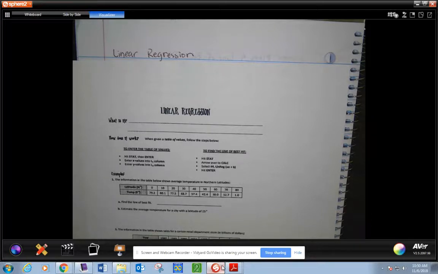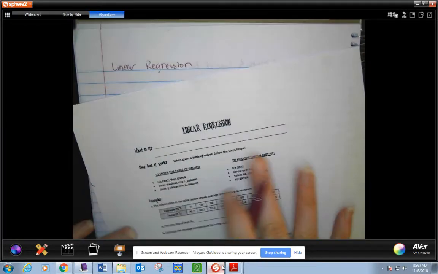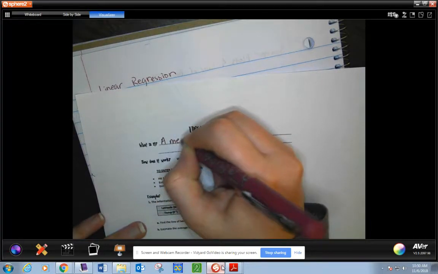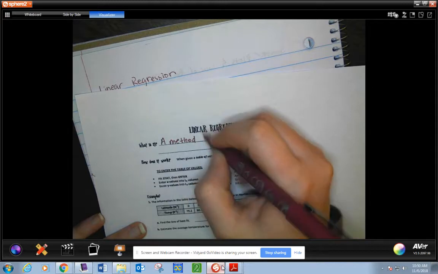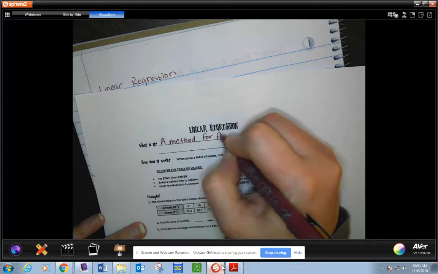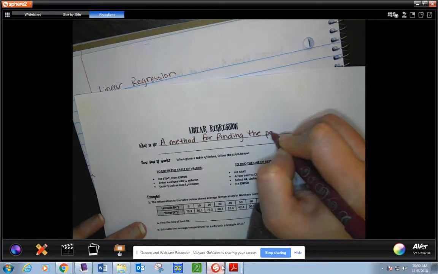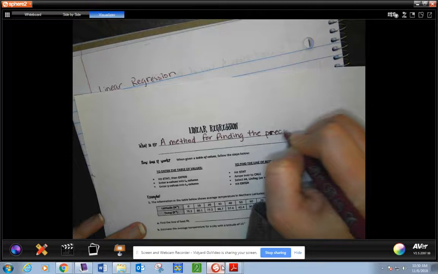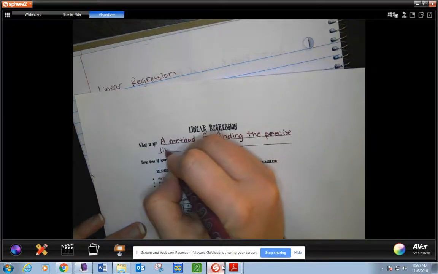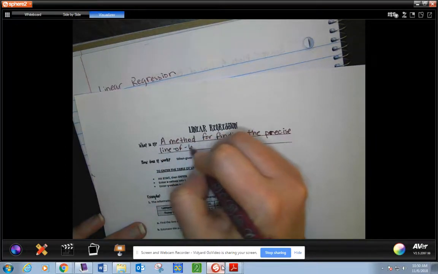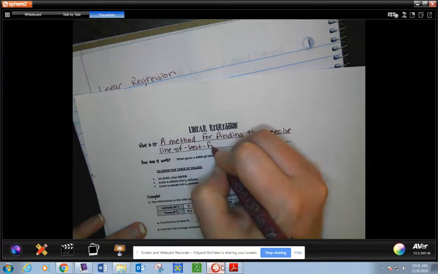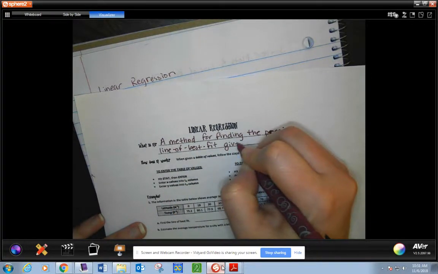So what is linear regression? Linear regression is a method for finding the precise line of best fit given data.